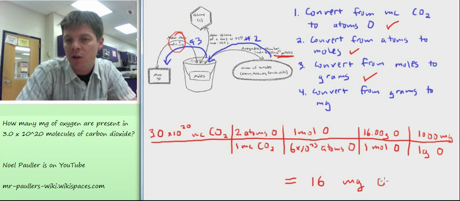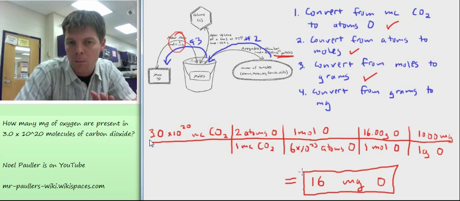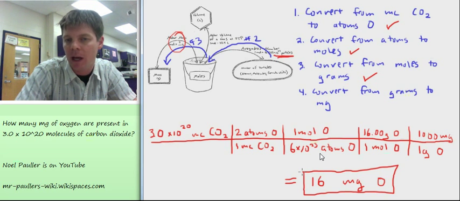The final solution of 16 milligrams of oxygen was calculated using the following steps. Molecules of carbon dioxide, 3.0 times 10 to the 20th, was multiplied by 2. That value was divided by Avogadro's number, 6 times 10 to the 23rd. The result there was multiplied by 16, and that result was multiplied by 1,000 to find the final solution.